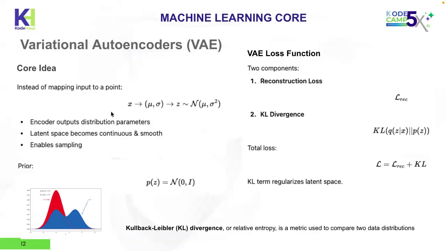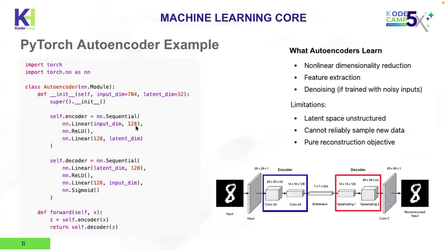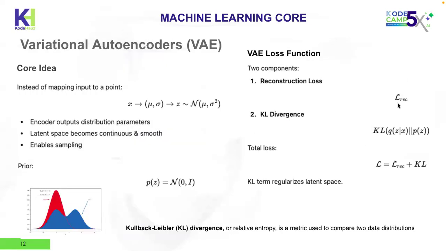So in variational autoencoders, you're not just training it with the mean square loss. You train it with a combination of two losses: a reconstruction loss, and then a Kullback-Leibler divergence. The KL divergence is a measure of the difference between two distributions, two data distributions. I think I explained that already.